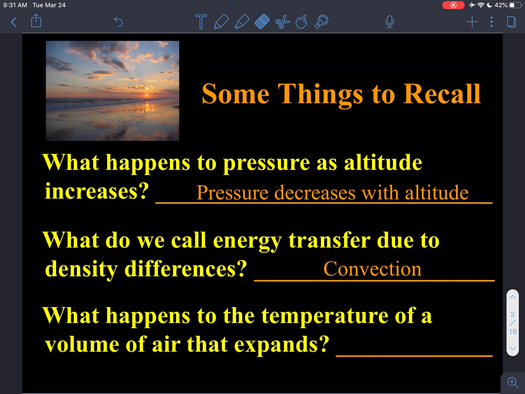For the third question, what happens to the temperature of a volume of air that expands? So as air expands, the molecules are moving farther away from one another. There's less interaction between them, therefore the temperature cools down.